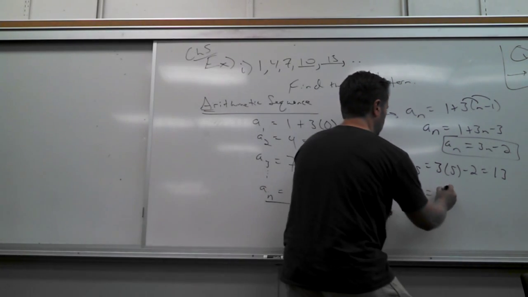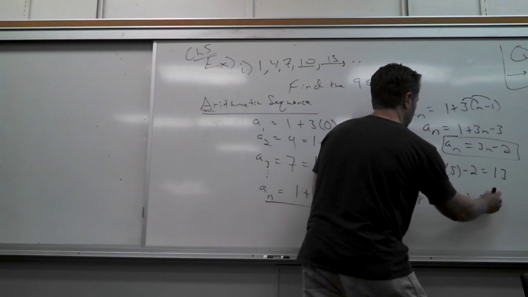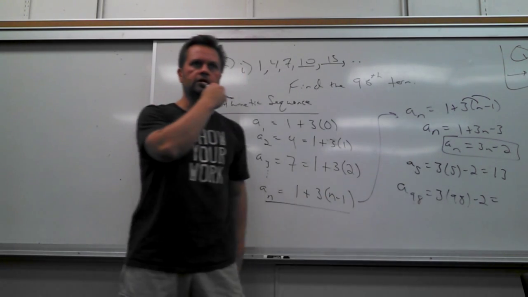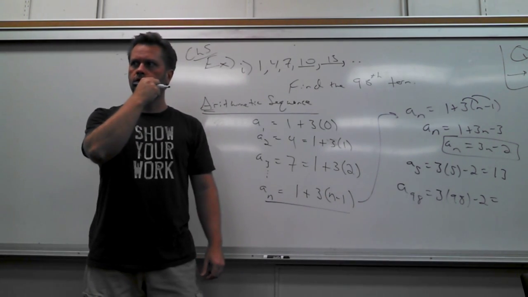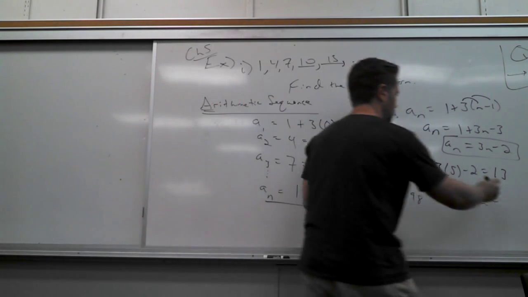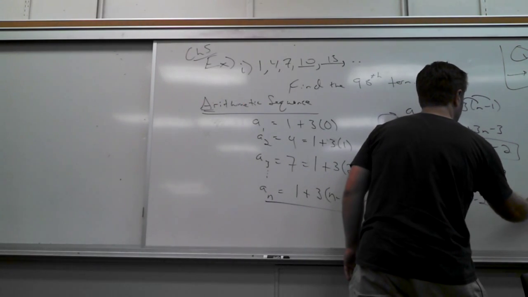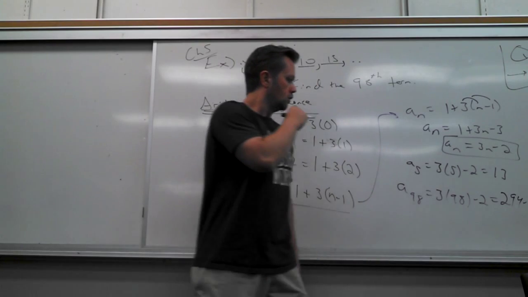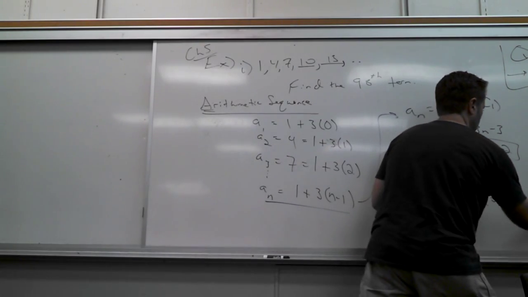Yeah, because it would be 3 times 98 minus 2. 3 times 98 is 294, minus 2. 292. It's crazy.